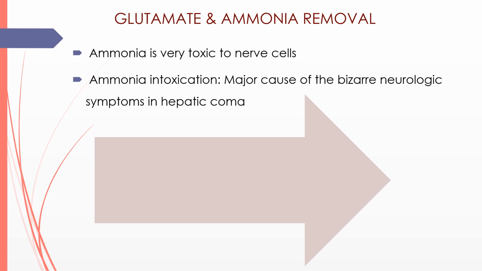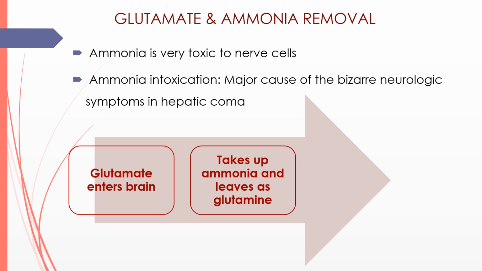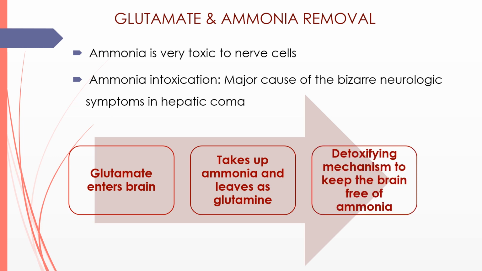Glutamate and ammonia removal. Ammonia is very toxic to nerve cells. Ammonia intoxication is a major cause of bizarre neurologic symptoms in hepatic coma. Glutamate enters the brain, takes up the ammonia, and leaves us the glutamine. This detoxifying mechanism keeps the brain free of ammonia. Otherwise, the ammonia can easily damage the nerve cells.